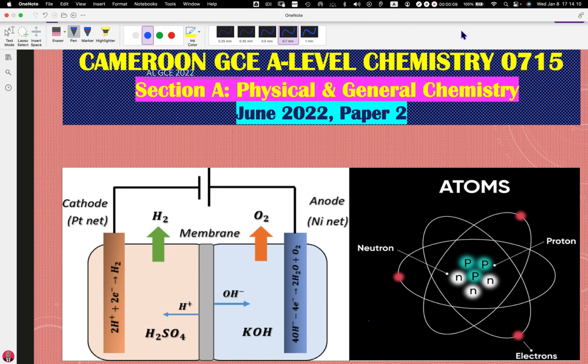This is Cameroon GCE level chemistry 0715. Section A, Physical and General Chemistry. June 2022, Paper 2.